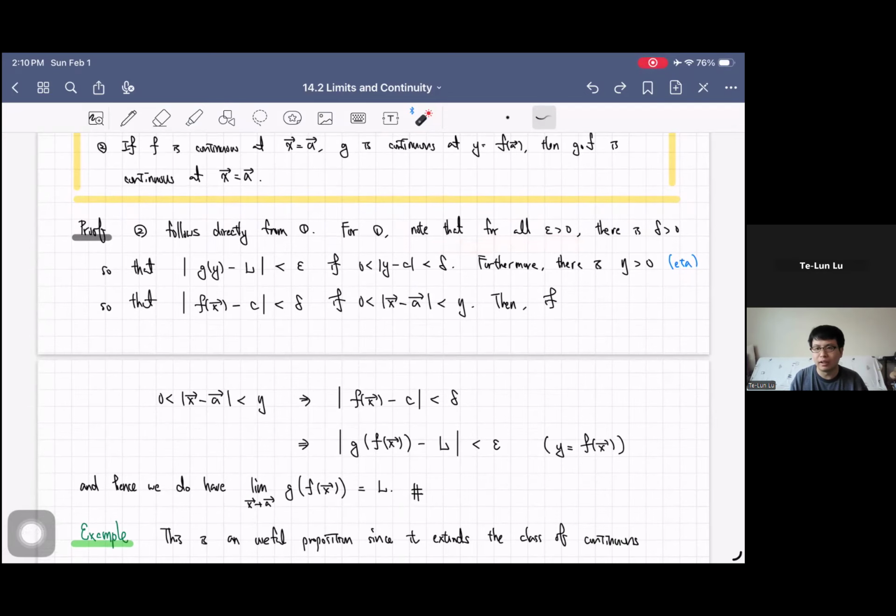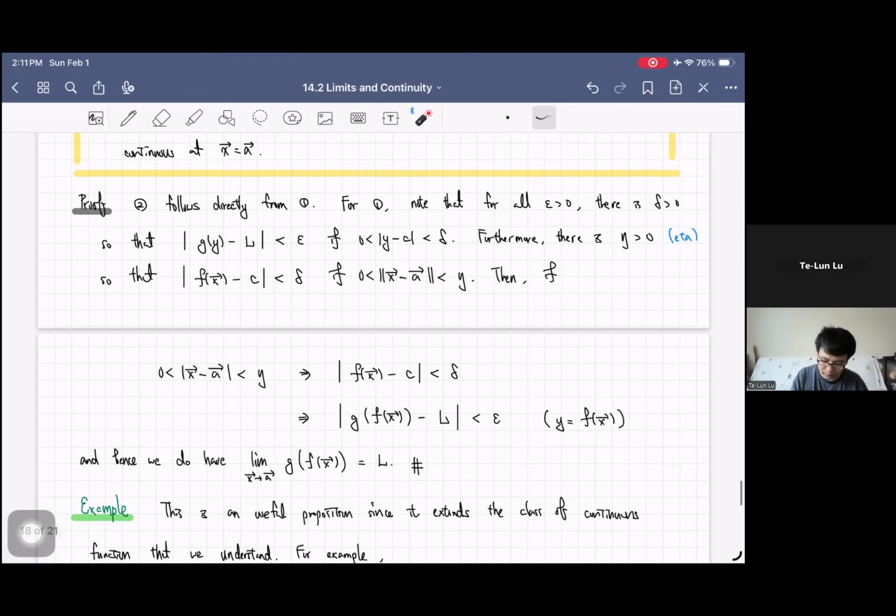Again, we start with some epsilon larger than 0. That is a threshold that we want to eventually find at the end of the day. So by definition, there will be some delta larger than 0, so that whenever y and c are close enough, then g and l are close enough. After such a delta, let us find another small threshold. This is eta, another Greek letter. So we find eta so that when x and a are close enough, so this should be a multi-dimensional distance, let me use this notation, whenever this happens, then f and c are quite similar.